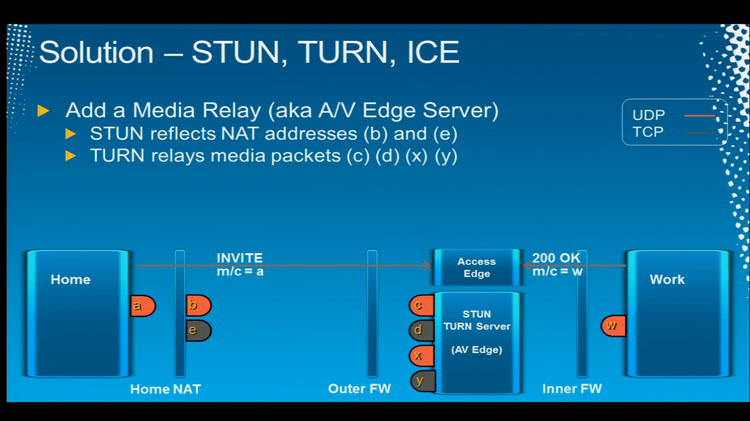So TURN relays the media packets C, D, X, and Y. The IP address W on the work side is private. That means that the user at home is not going to be able to connect to that particular IP address. What the STUN server, or the STUN part of the server, does is publish or open up these ports for the work user. So it opens up the ports C, D, X, and Y.